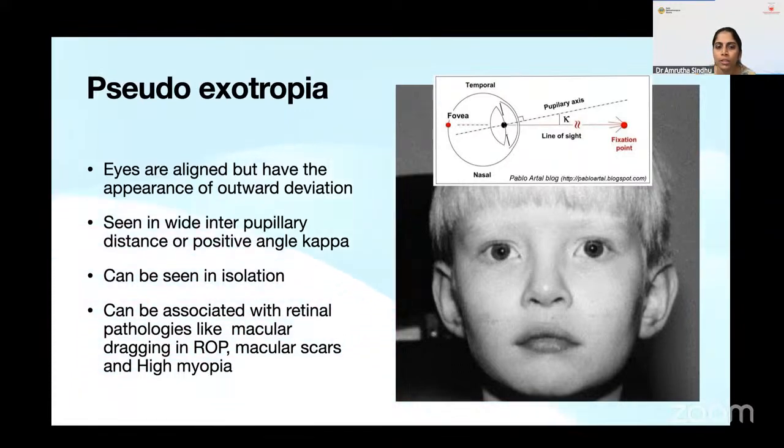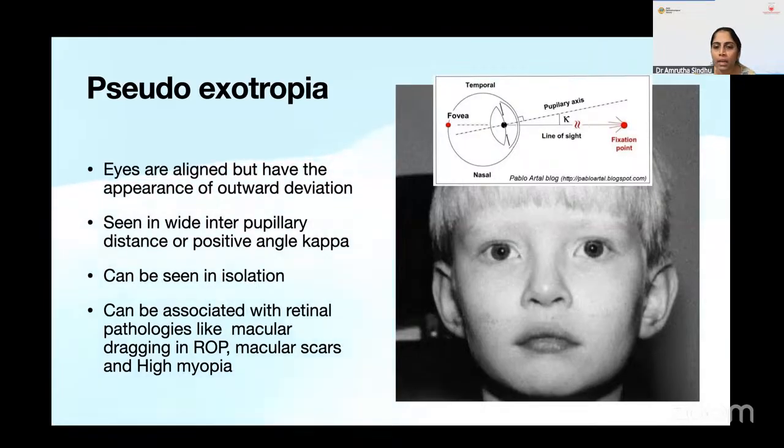This can happen especially in patients or children who have a wider interpupillary distance, or what we call positive angle kappa. So you should remember what this positive angle kappa is. Angle kappa is the angle formed between the pupillary axis and the visual axis. The visual axis is the line joining the fovea to the point where the object is fixated. So that is the line of sight. The other is the line which passes through the center of the pupil. The angle formed between these two lines is called angle kappa. Normally it is around 5 degrees for a normal adult. Anything more than 5 degrees, we call positive angle kappa.